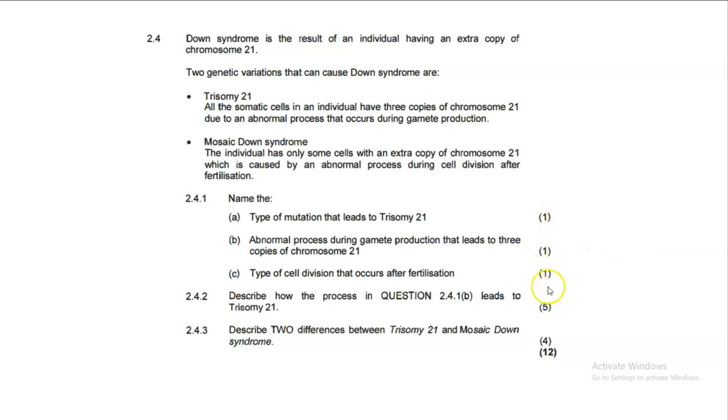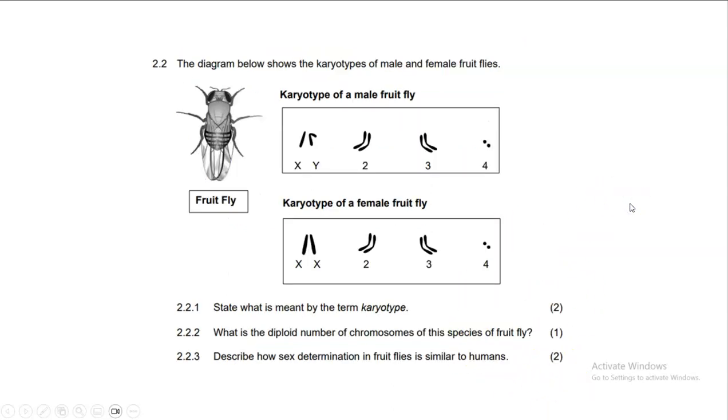That will be 1, 1, 1, 5. That's 8 marks plus 4. So this whole section was 12 marks. So the next question we're going to focus on, this one was 2.2.